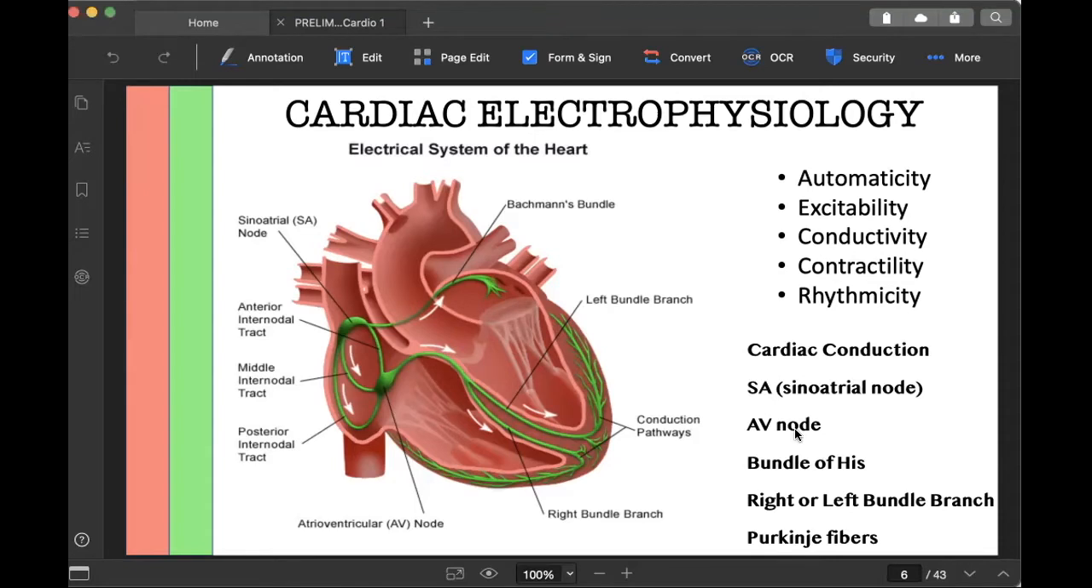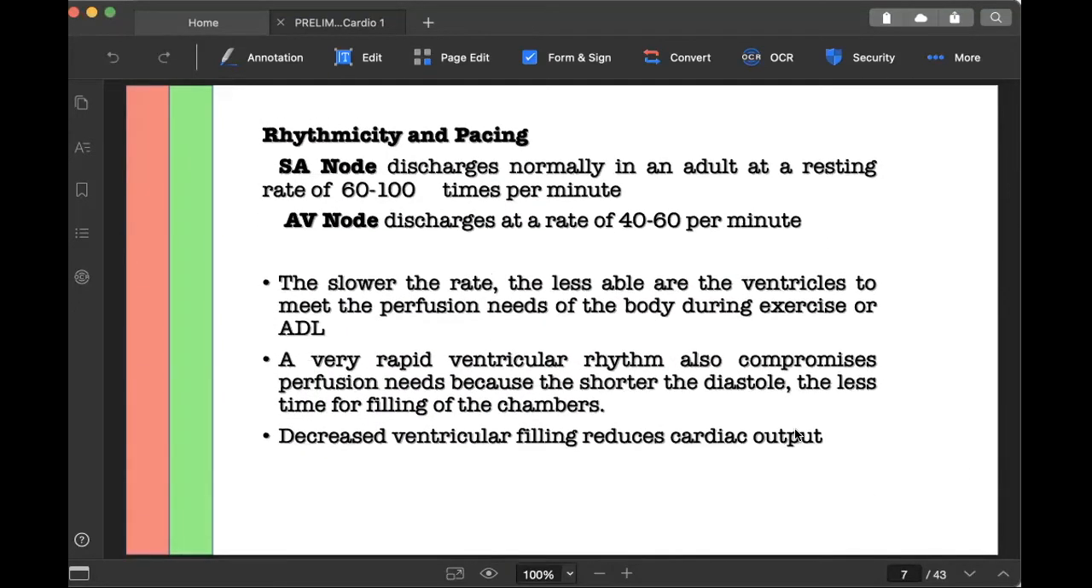Okay, moving on here. Your rhythmicity and pacing: your SA node discharges normally in an adult at a resting rate of 60 to 100 times per minute, while your AV node discharges at a rate of 40 to 60 per minute. Factors for this one: the slower the rate, the less able are the ventricles to meet the perfusion needs of the body during exercise or activities of daily living. And a very rapid ventricular rhythm also compromises perfusion needs because the shorter the diastole, the less time for filling of the chambers. And decreased ventricular filling reduces your cardiac output. So these are the factors on how the cardiac output or any heart activity is being affected.